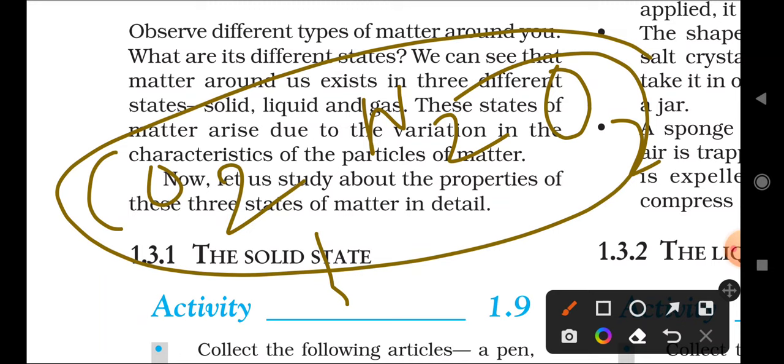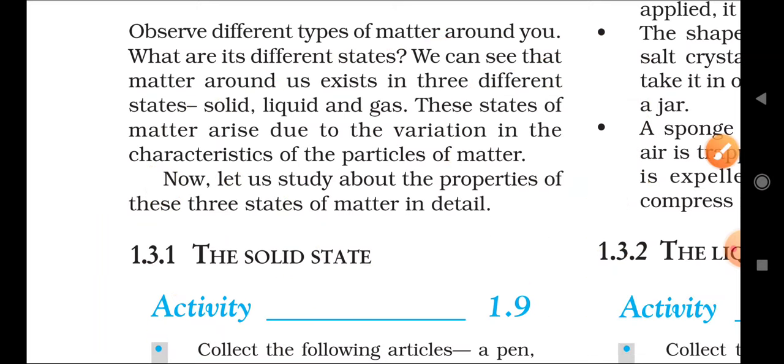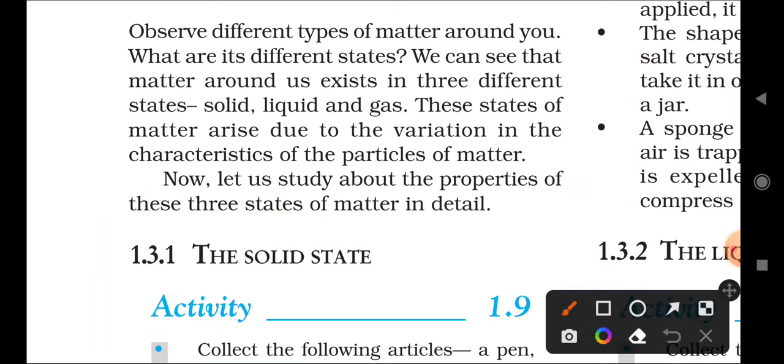And an example of a liquid is water, H2O. The chemical formula of water is H2O. And coal, sorry, coal is also a solid form. Petrol and diesel are liquid forms. These are the states of matter we observe in our day-to-day life.